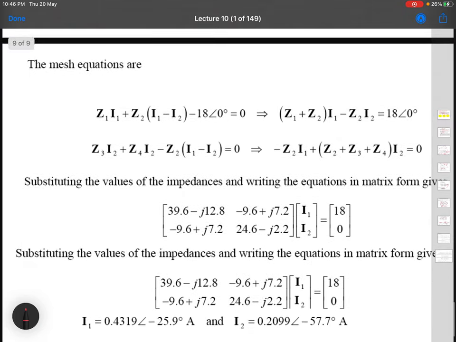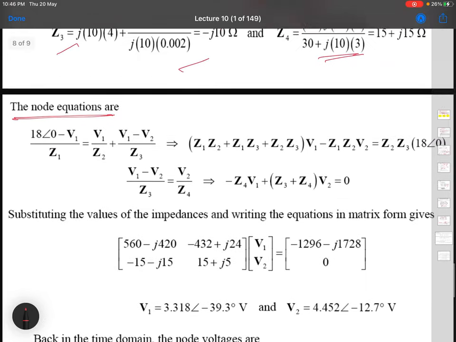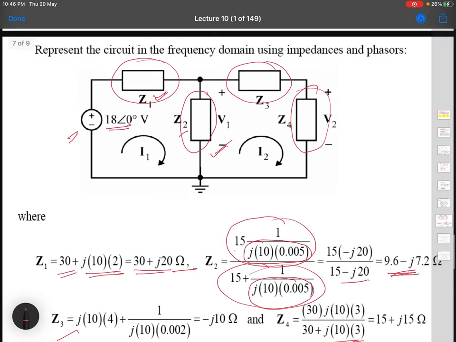Rather than node equations, we'll see the mesh equation, because node equations we have already seen, or I'll try to write the node equation in this by inspection if you want. So how many nodes are there? Let us say this is V1 and this is V2 and this is the reference. If I want to write the node equation for this, I'll have to convert this into a current source. So the current comes out to be 18 by Z1, and Z1 comes in parallel.